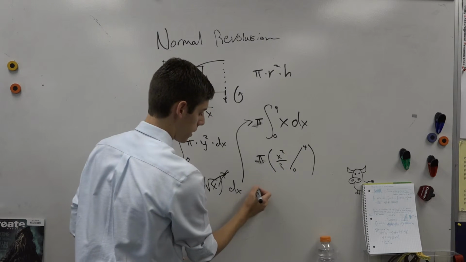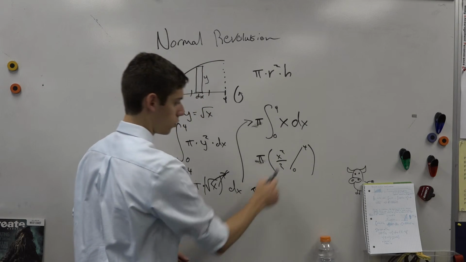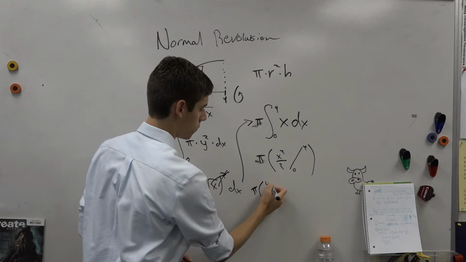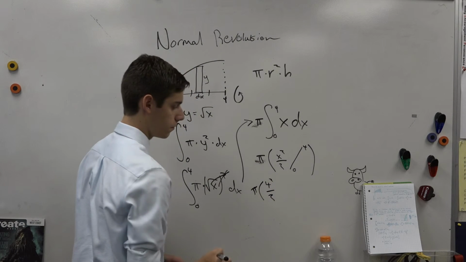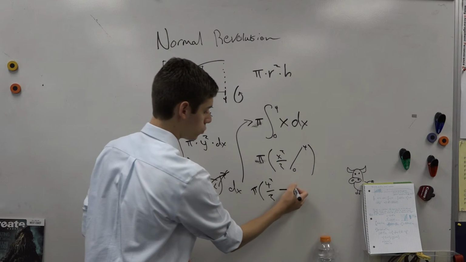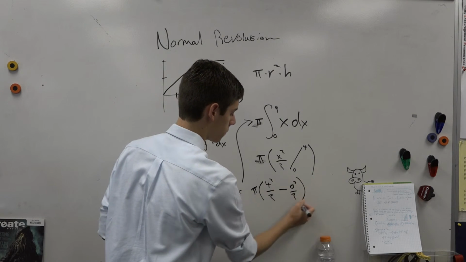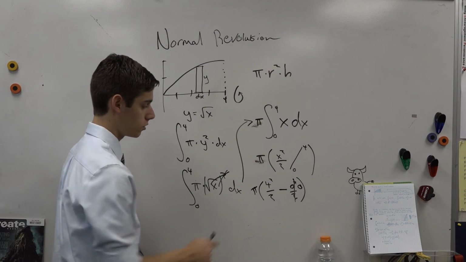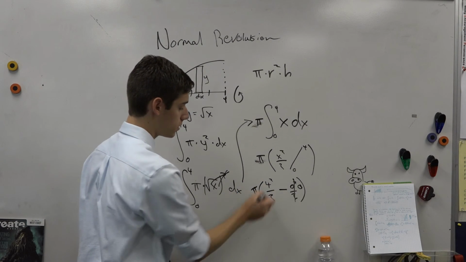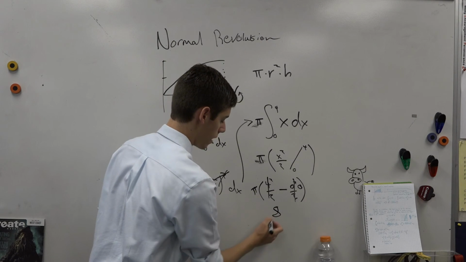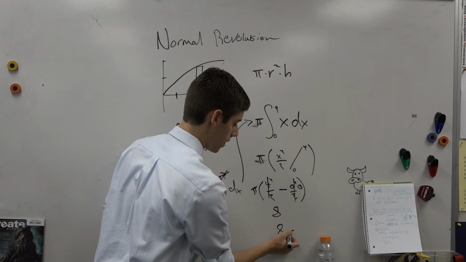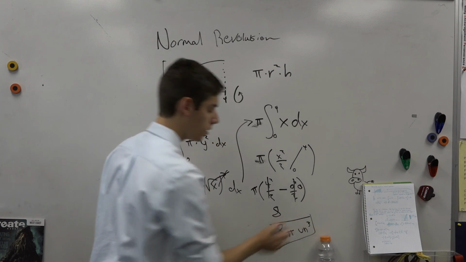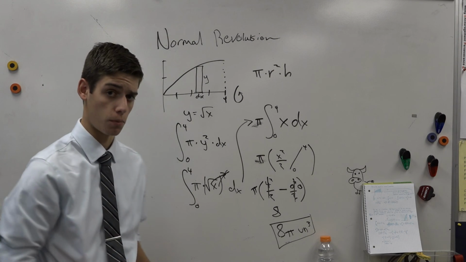So we're going to put pi on the outside, and we'll plug both of these in, starting with the top. So we're going to have 4 squared over 2 minus the bottom, which will be 0 squared over 2. Now 0 squared over 2 is just 0. 4 squared is going to be 16, divided by 2 will be 8. So that will then be 8 pi units cubed, which will be our volume of this revolution. Now, this is just a normal revolution, mind you.